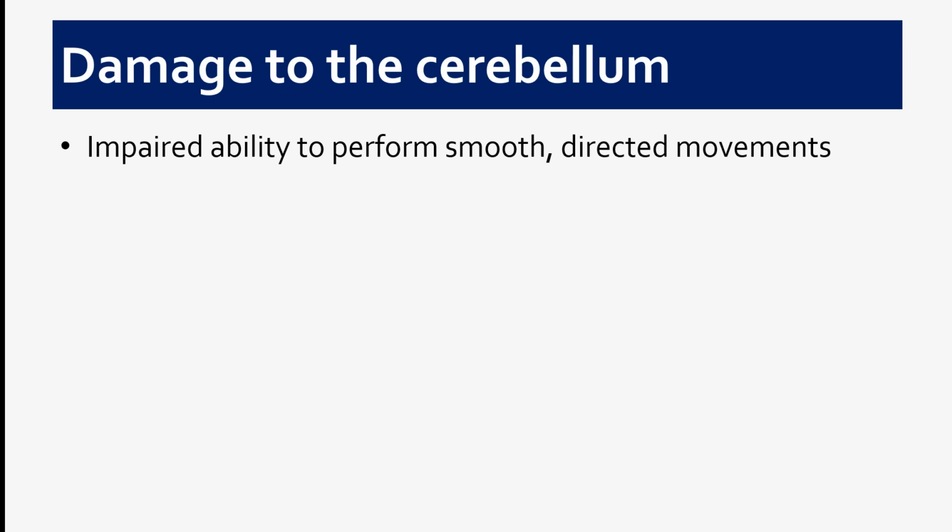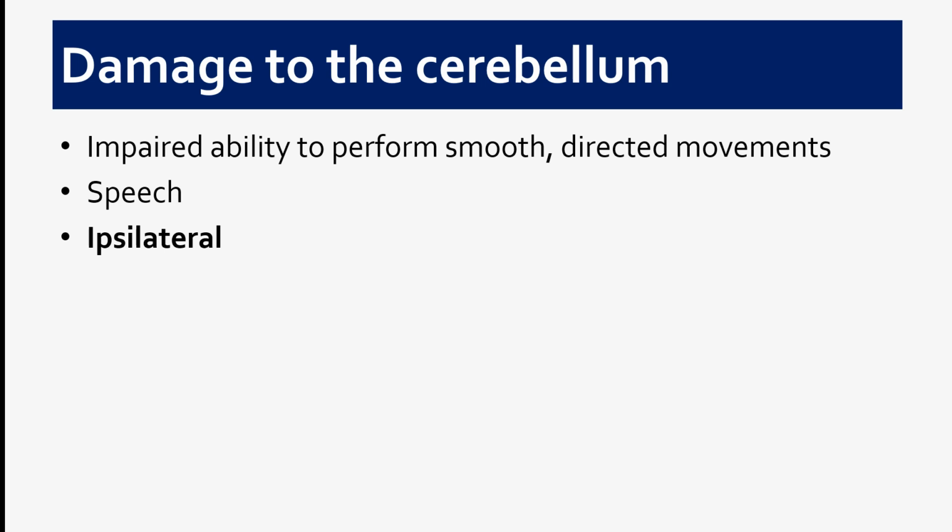People who can't do that quickly or can't do it accurately may be suffering from dysdiadochokinesia, and that may be because of cerebellar damage. A summary of what I've told you in the previous slides is that damage often results in an impaired ability to perform smooth directed movements. Speech is a smooth directed movement. It's incredibly complicated, requires many fine muscle movements, and speech may be impaired in people with cerebellar damage.